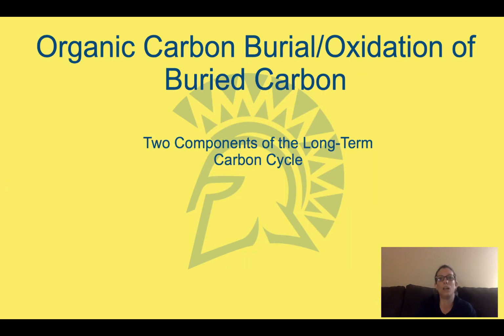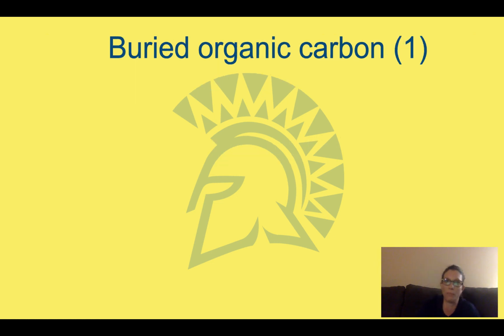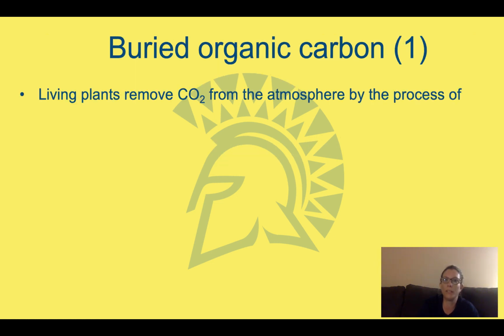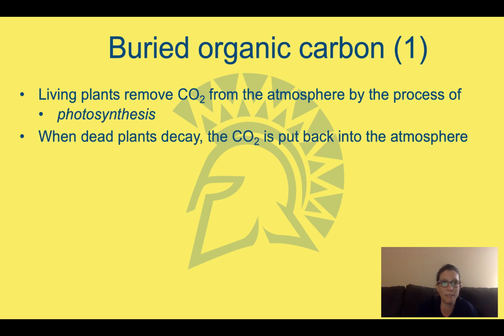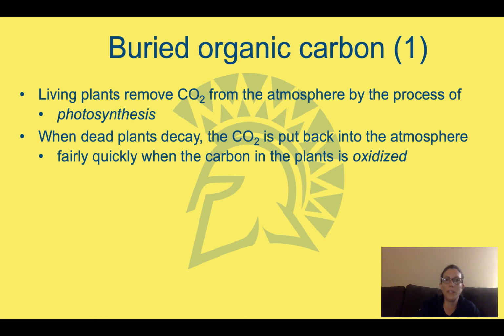All right, now, here we have 2 components of the long-term carbon cycle, and that's the organic carbon burial and the oxidation of buried carbon. So buried organic carbon is where living plants remove CO2 from the atmosphere by the process of photosynthesis. Now, when dead plants decay, the CO2 is put back in the atmosphere. We kind of already went over this. This is fairly quick when the carbon in the plants is oxidized. So, we saw that as a seasonal variation. But that's a short-term cycle. We're talking about long-term cycles right now.